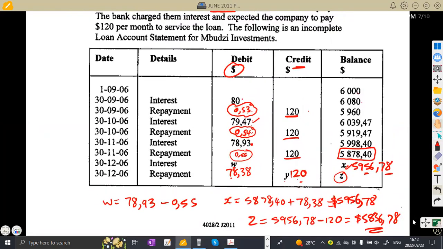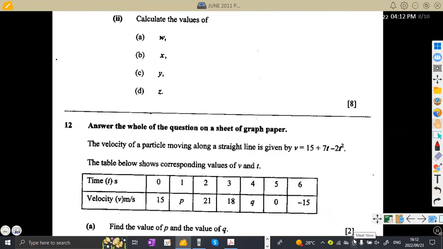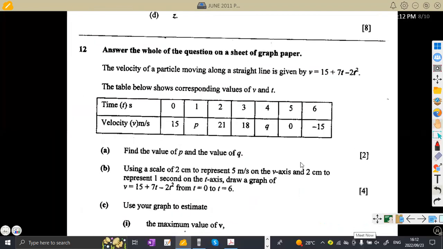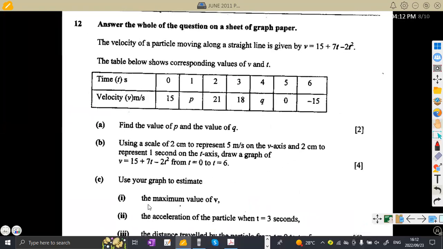Okay, so let us see what was the question about here. Okay. The question, calculate the values of A, W, X, Y, Z. So we have got these values. I think it was pretty easier. All right, number 12, which is our last question of the paper.